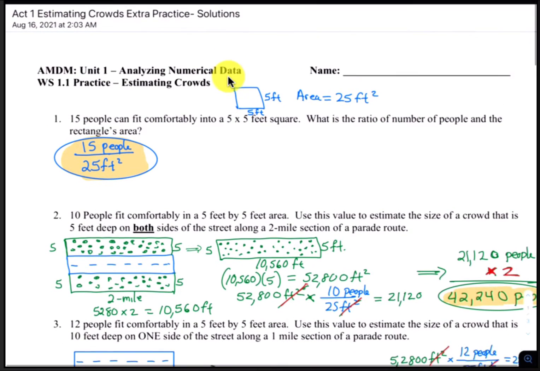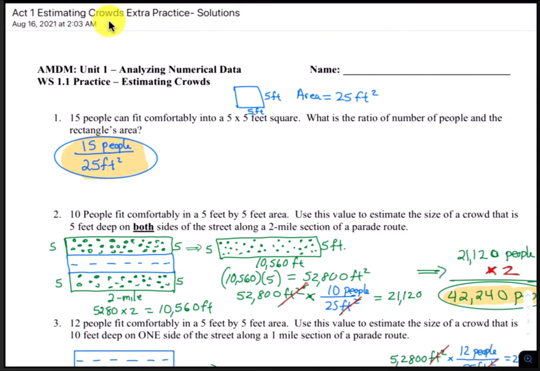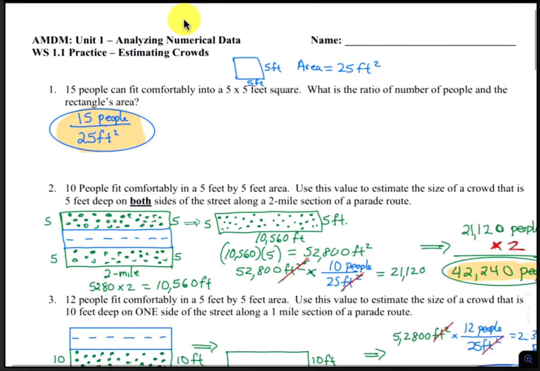All right, we are covering Activity 1, Estimating Crowds Extra Practice. Let's look at question 1. 15 people can fit comfortably into a 5 by 5 feet square. What is the ratio of number of people and the rectangle's area?